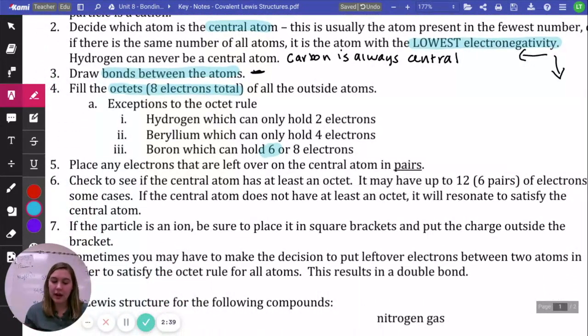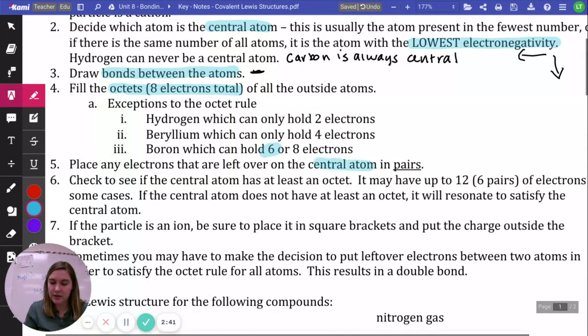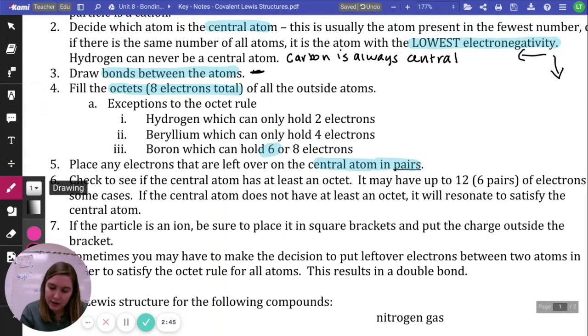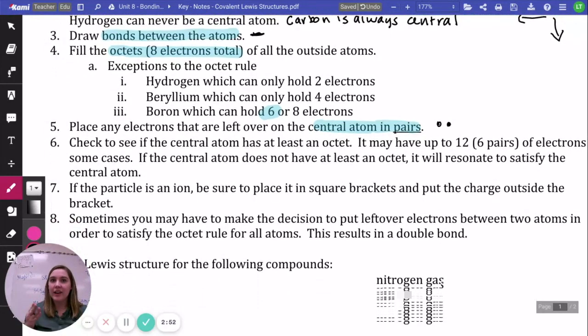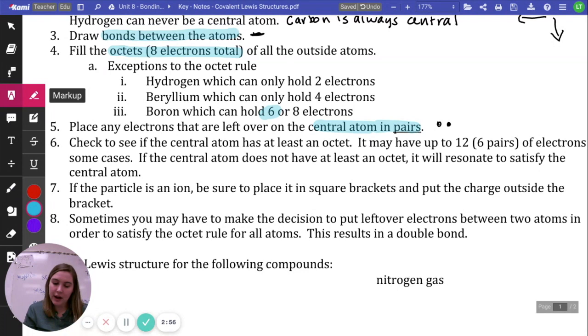All right, after you've done that, we're going to place any leftovers on the central atom in pairs. So it'll look like just 2 little dots like that, and that'll be our lone pair of electrons on our central atom. And then after that, once we've done that, we're just checking. So we want to make sure that our central atom has at least an octet. It could have up to 12 electrons if you have extra, so 6 pairs.